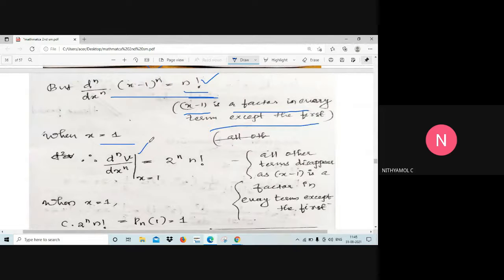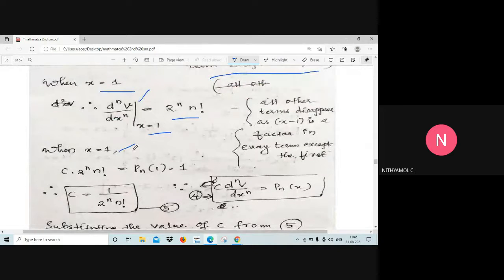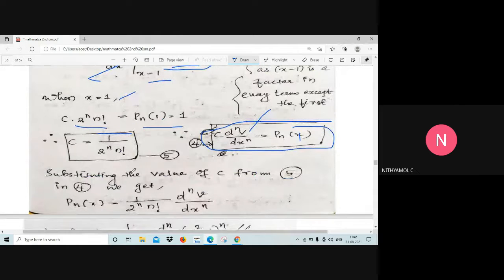Therefore, d^n v by dx^n at x equal to 1 is equal to 2 raised to n times n factorial. So when x equal to 1, we can write it like this: c into 2 raised to n factorial, Pn of 1 is equal to 1, because in this form, we have this form. Okay, so here Pn of 1, here d by dx at 1 is what? 2^n n factorial. So instead of this, we can substitute here. Therefore c is equal to 1 by 2 raised to n factorial.